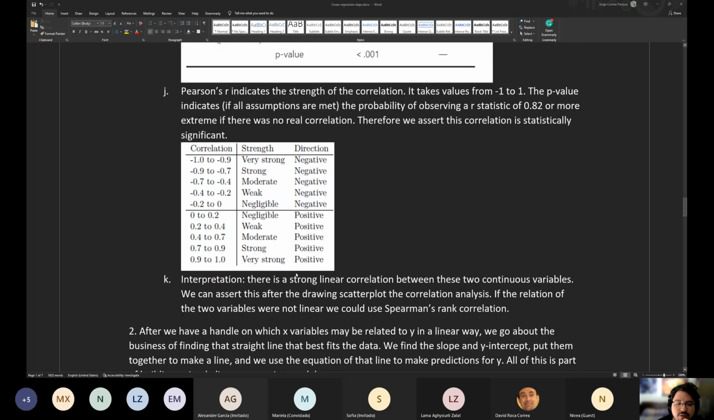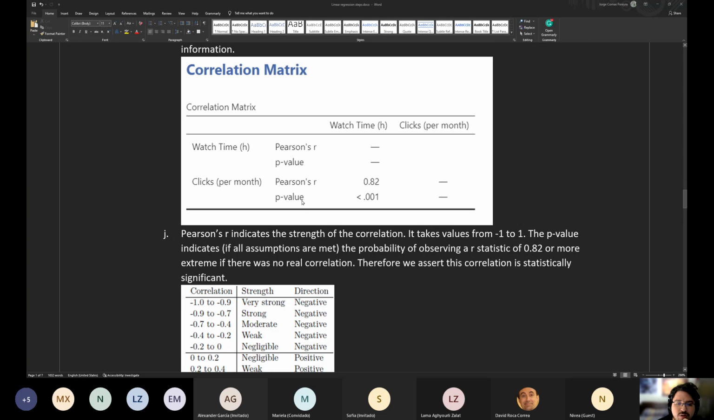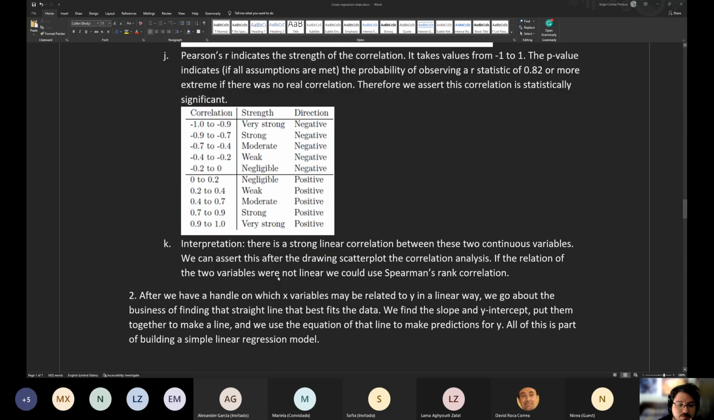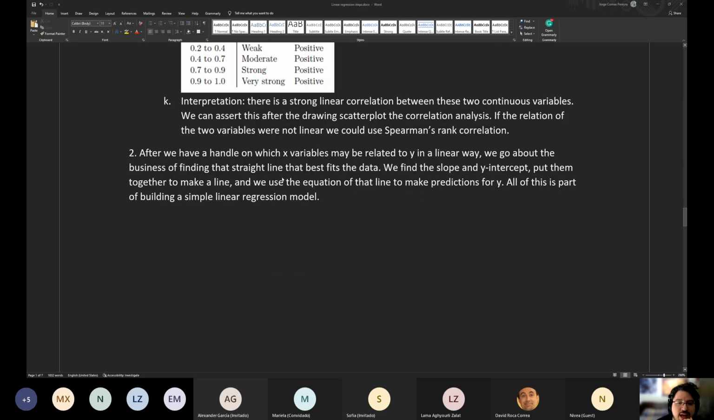Okay, you can have high Pearson correlation coefficients for two variables that are not linearly correlated, and that's an inconvenience of Pearson's R. That's why you do the plot. So after we have a handle on which X variable may be related to the dependent variable Y in a linear way, we try to find which is the straight line that best fits the data.